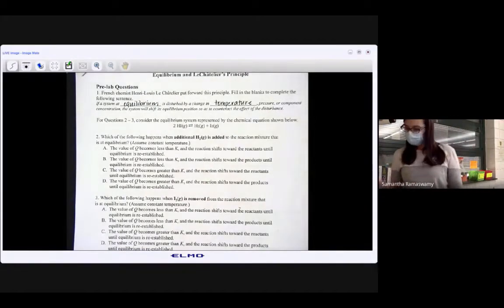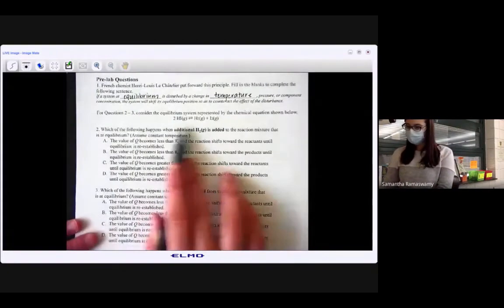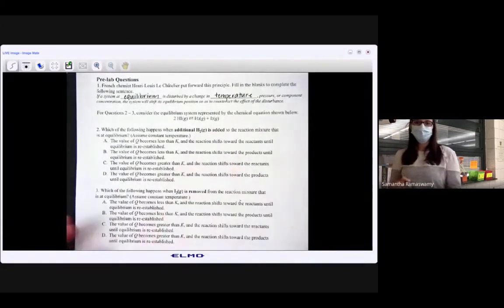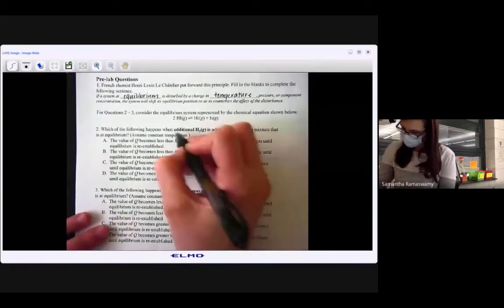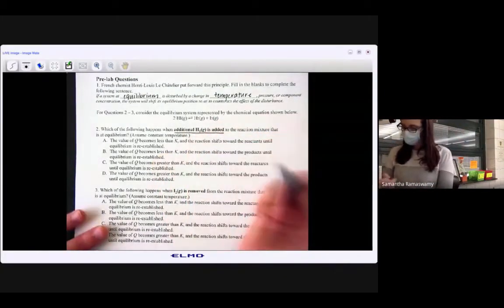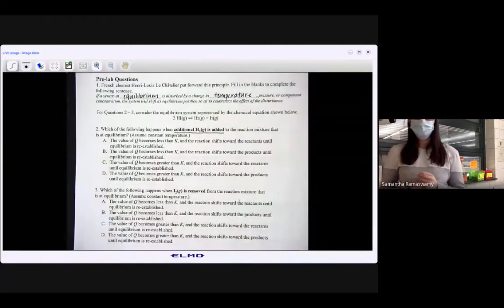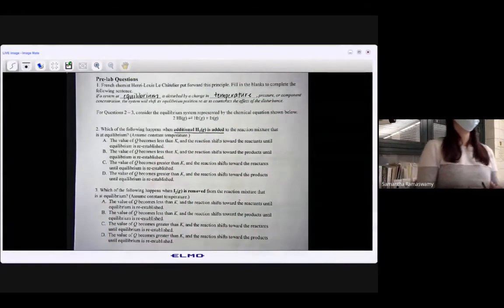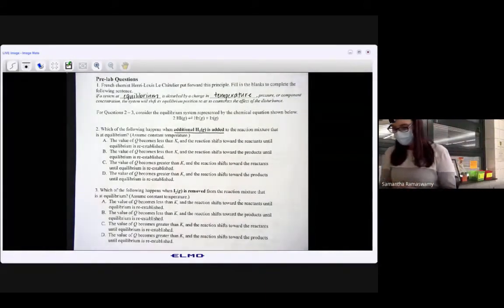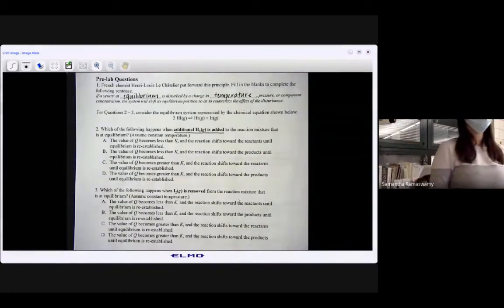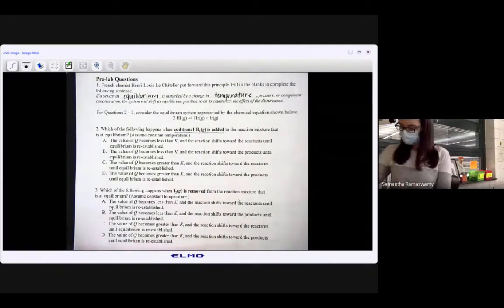For questions 2 and 3, it says consider this system represented by the chemical reaction below. Number 2: which of the following happens when additional H2 is added to the reaction mixture that is at equilibrium? So now it's at equilibrium and we're adding H2. If you just glance at these multiple choice options, notice that it talks about Q versus K. So let's think about it in terms of Q versus K.